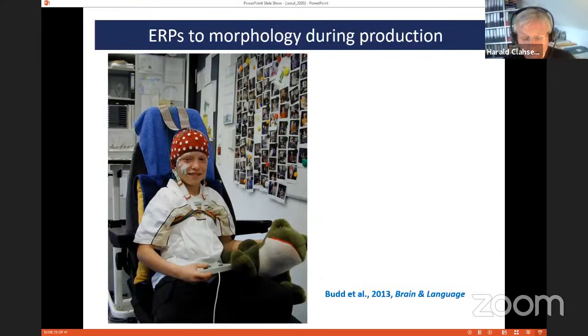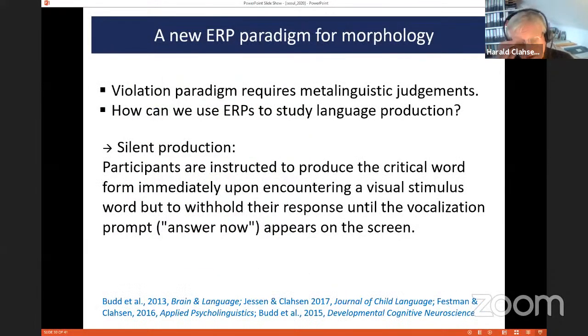So we examined children's and adults' ERPs during the production of compound words. We wanted to come up with a technique that actually works with children, a design for using ERPs in language production. So far, this didn't really exist. Previous studies using EEG have used violation paradigms, which are not so nice in my view because they require metalinguistic judgments, and a production task would be a lot more appropriate, particularly for children.